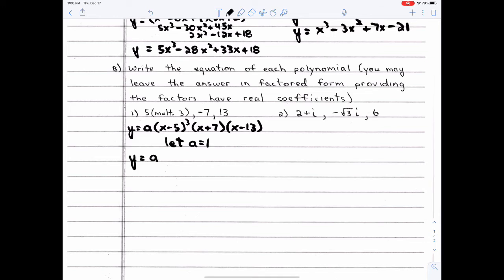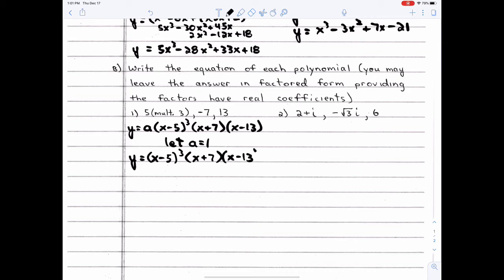Notice in part A, I actually multiplied it out. Why? Because I didn't say you could leave it factored. But here I gave you explicit instructions that you may leave it factored. So I would leave it factored if I was you, because it'll just be a lot faster and a lot less work.